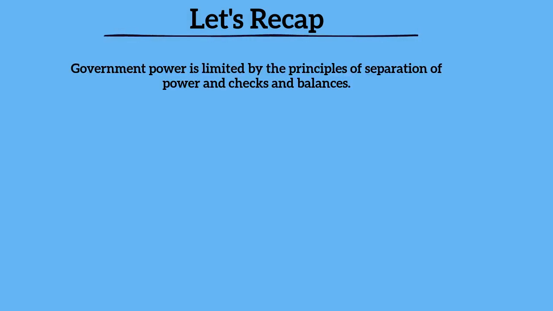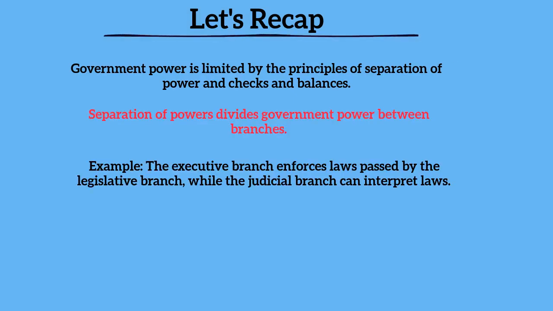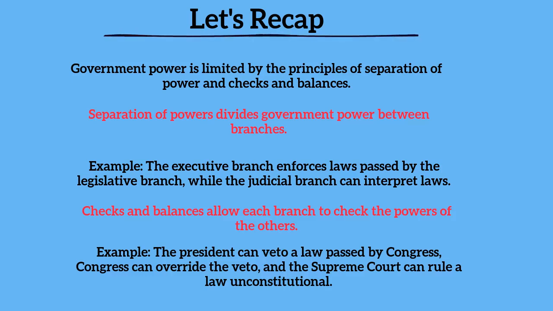Let's recap what we've learned. Government power is limited by the principles of separation of powers and checks and balances. Separation of power divides government power between branches. For example, the executive branch enforces laws passed by the legislative branch, while the judicial branch can interpret laws. Checks and balances allow each branch to check the powers of the other branches. For example, the president can veto a law passed by Congress. Congress can override the veto, and the Supreme Court can rule a law unconstitutional.